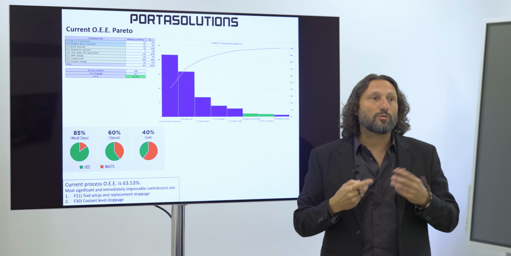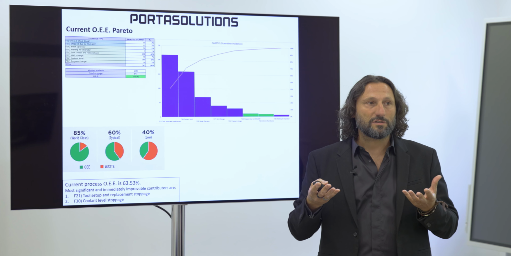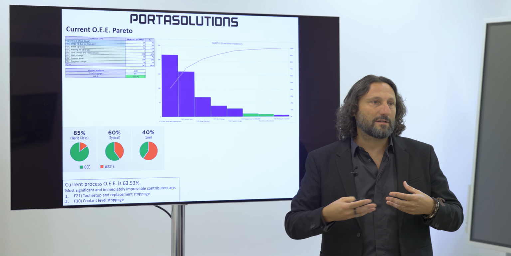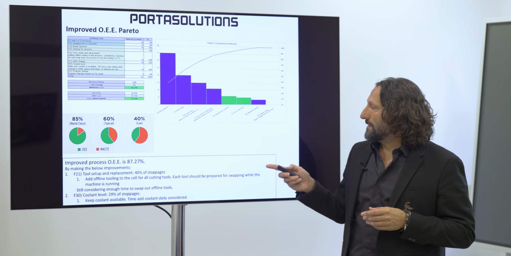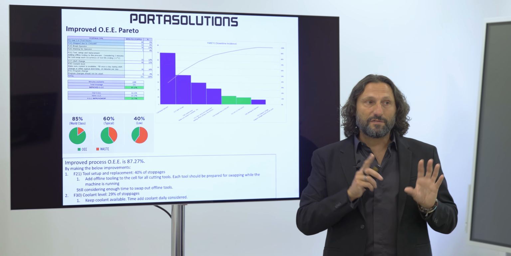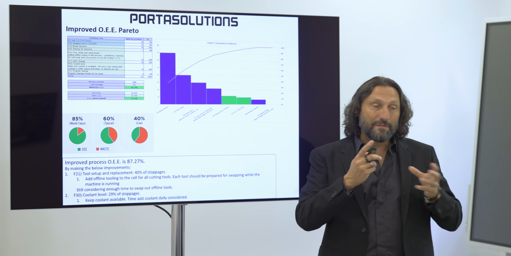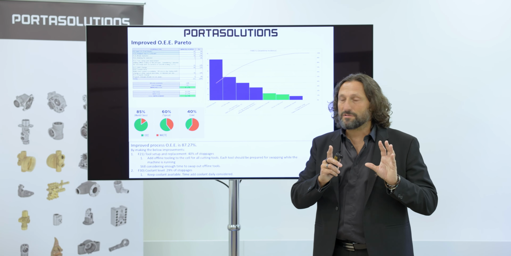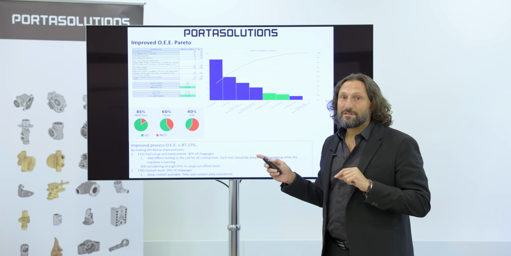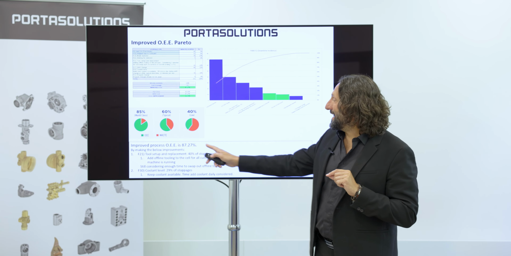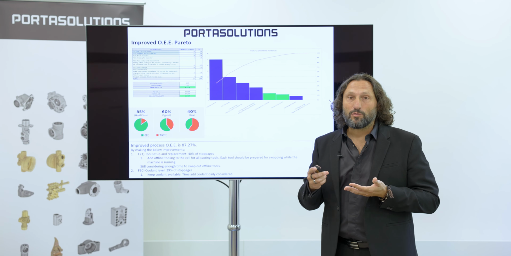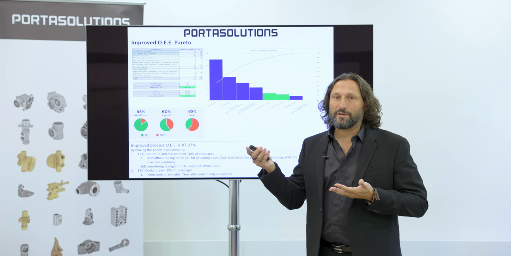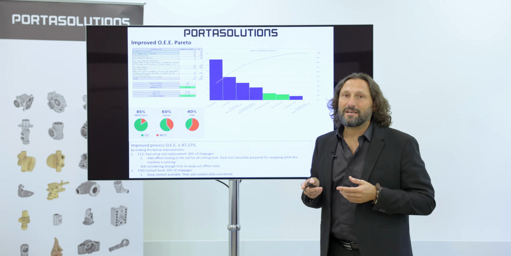The second is the coolant. The machine was low on coolant and there was no coolant available, and a lot of time was lost. So let's see in detail: by fixing these two main reasons, we go from 63.53% to 87.27% OEE, which is more than our target of 85%. Let's see in detail what we suggested.